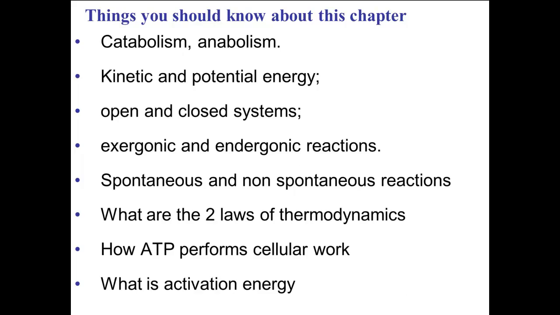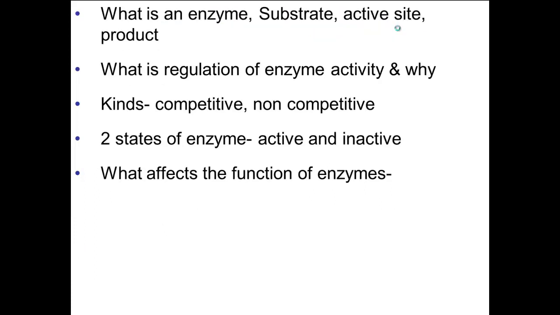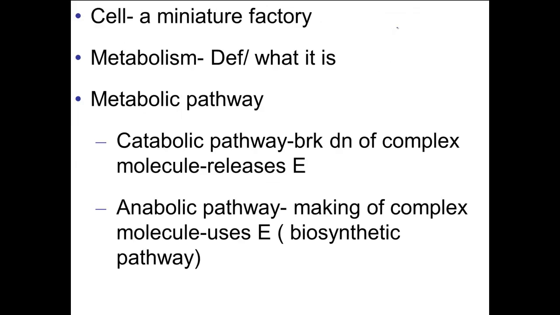Okay. The things that you should know about this chapter are what is catabolism, what is anabolism, what is metabolism per se. And the other material is listed. Now, I would like to go ahead and talk about just the cell. It is like a miniature factory. A lot of things are happening in a cell. A lot of reactions towards breaking down material, a lot of reactions towards making or synthesizing different material.